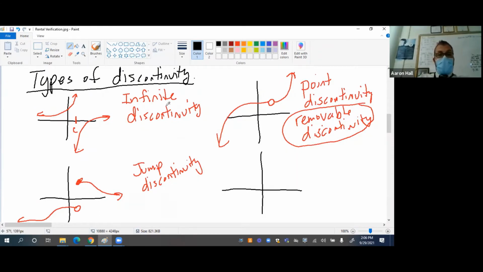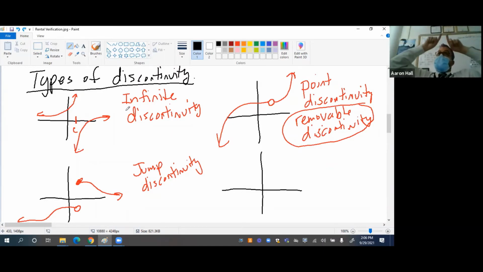So far we have an infinite discontinuity, a point discontinuity, and a jump discontinuity. When you look at the discontinuity, Riley, how would you be able to identify an infinite discontinuity? What tells you it's infinite discontinuity, not something else? Well, if the approaching value approaches the vertical asymptote. Yeah, if your values approach the vertical asymptote in opposite directions, right?